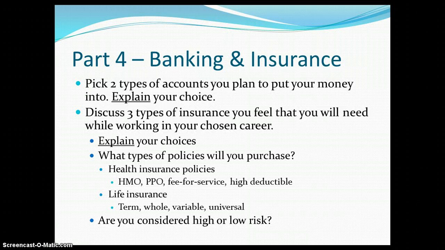Then you're going to discuss 3 types of insurance you feel you will need while working in your chosen career. You're going to explain your choices, so whether you choose health insurance, car insurance, life insurance, homeowners insurance, you need to tell me what insurance you're choosing and then the types of policies you're choosing within those insurance. So with health insurance, we talked about HMOs and PPOs and fee-for-service and high deductibles. With life insurance, we talked about term, whole, variable, universal. So tell me what insurance plans you're going to go with and why you're going with them.